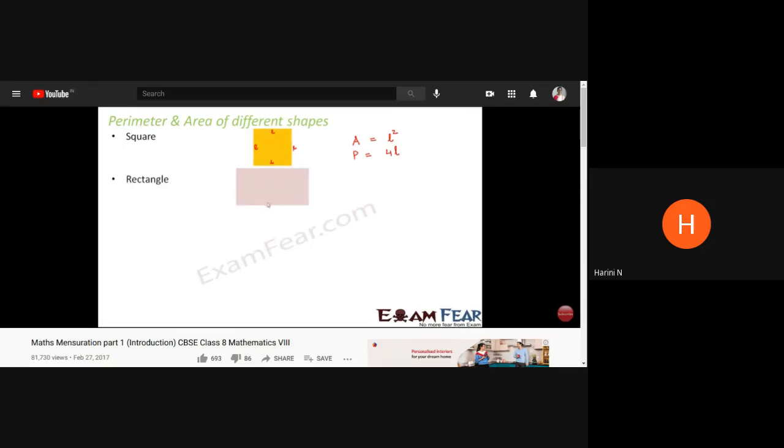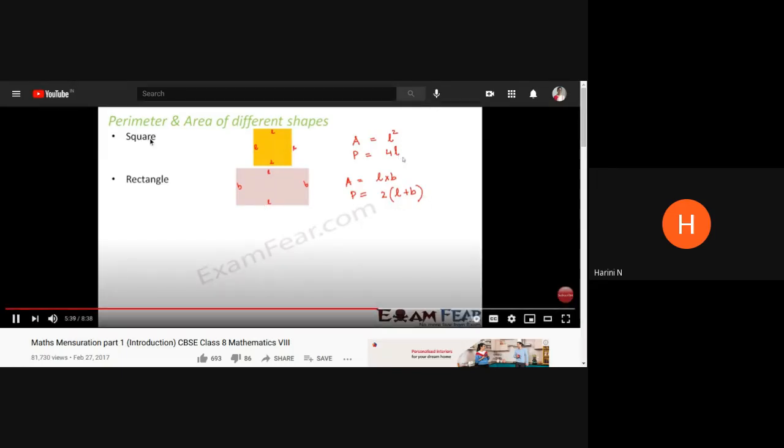How about a rectangle? Here opposite sides are equal in length. If this is L, this is also L. If this is breadth, that is B, then this is also B. In a rectangle, area is equal to length into breadth, and perimeter is equal to 2 into (length plus breadth). Whenever you want to find the perimeter, it is just the sum of all the sides. In case of square and rectangle, perimeter is the sum of all the 4 sides, and from that we deduce these formulae.